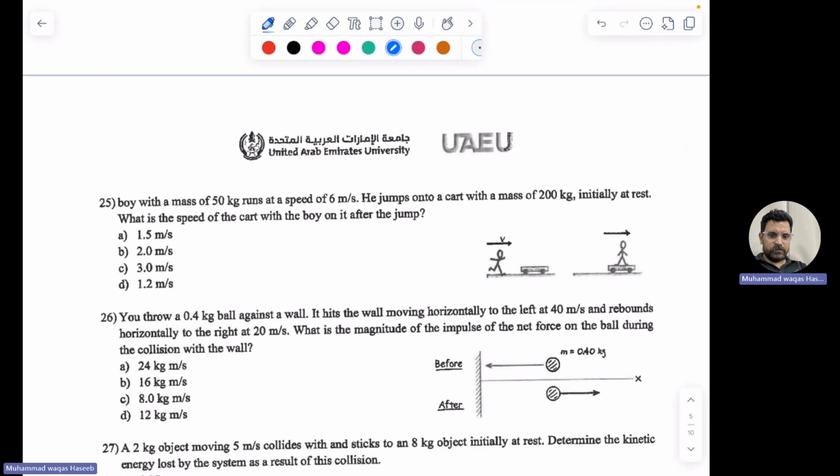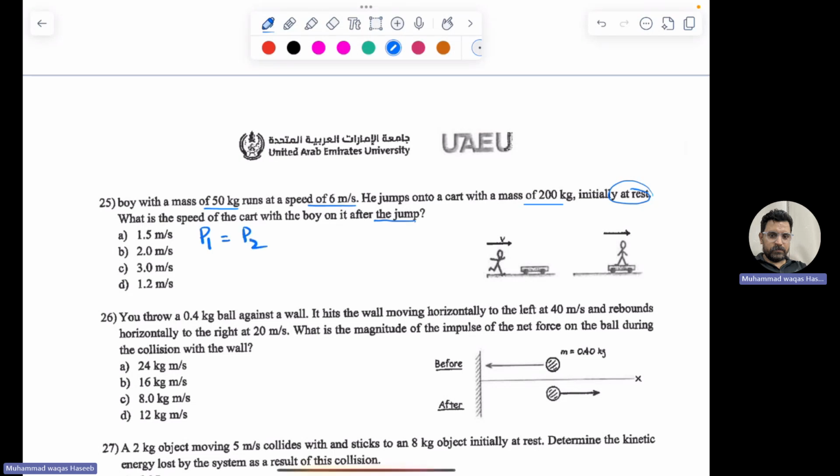Next, a boy with a mass of 50 kilograms runs at a speed of 6 meters per second. He jumps onto a cart with a 200 kilogram mass, initially at rest. What is the speed of the cart after the boy jumps on it? In this condition, we apply the law of conservation of momentum, which says that momentum before is equal to momentum after.